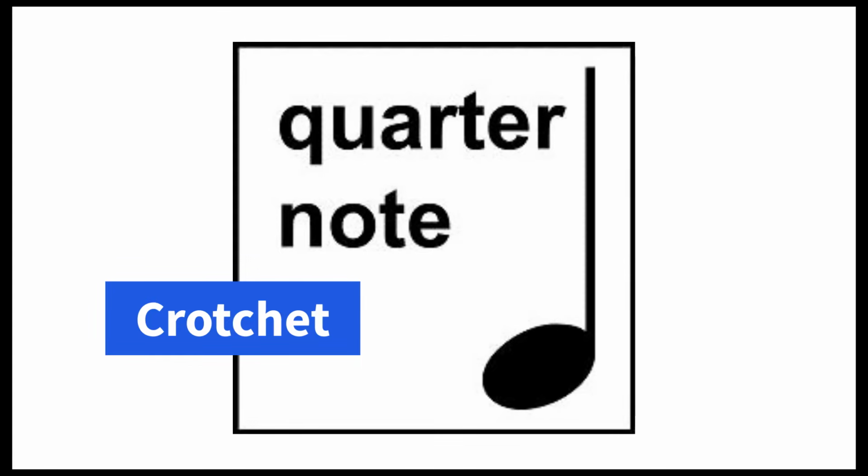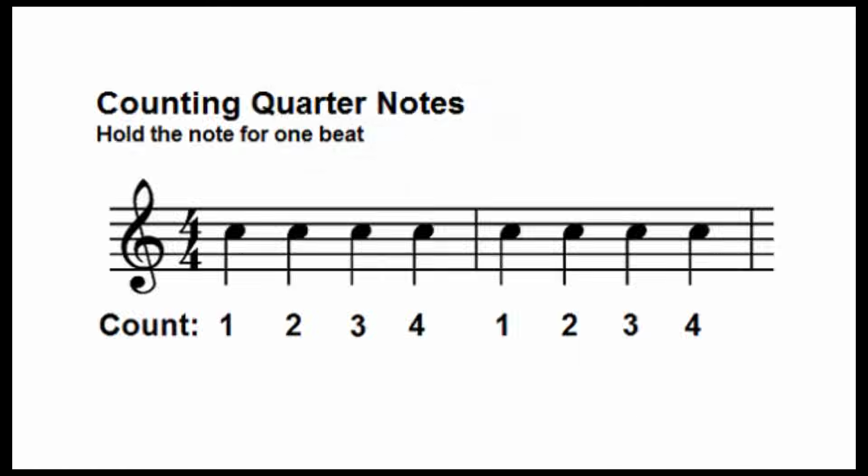The quarter note. British name, crochet. Let's start with the quarter note or crochet. Quarter notes are notated with a filled-in oval note head and a straight, flagless stem. This note lasts 1 beat. A quarter note is played for 1/4 of the duration of a whole note or semibreve. Therefore, 4 quarter notes equal 1 whole note.